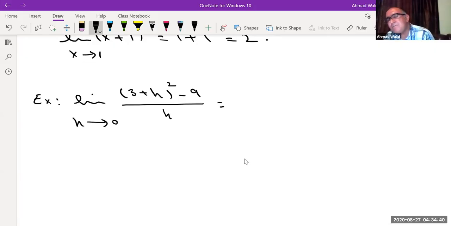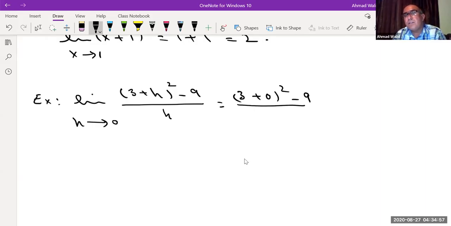If it's defined, then you're okay. If it becomes undefined, then you have to use the technique. First, always check when you are dealing with these problems. Check means plug in the number. It gives you 3 plus 0 all squared minus 9 over 0. Even before simplifying the numerator, here is the problem: I cannot use direct substitution.